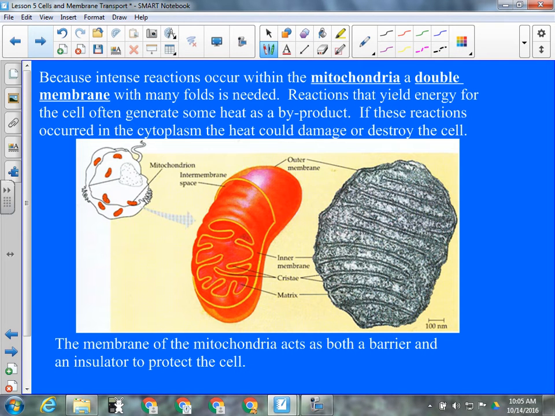All right, the mitochondria. The mitochondria is where cellular respiration takes place. That reaction we showed you yesterday, where glucose reacts with oxygen and produces carbon dioxide and water, occurs within the mitochondria. It also releases a lot of heat, which is why the mitochondria has a double membrane. It acts as an insulator and protects the cell from the heat that's generated by that process. Okay?